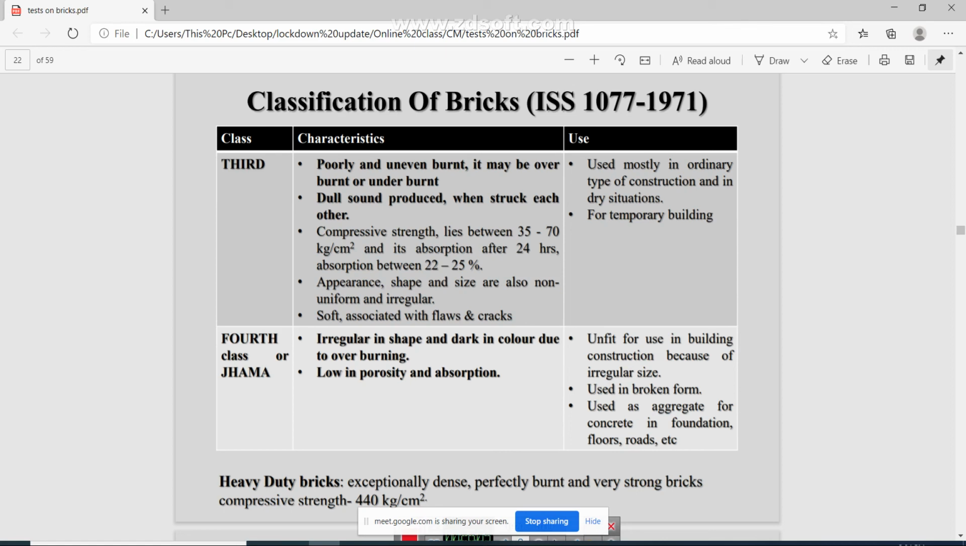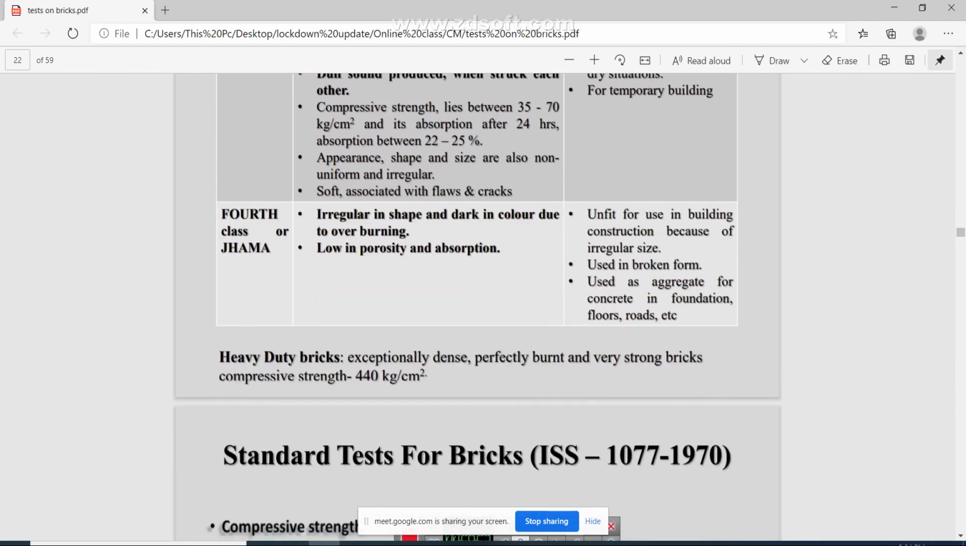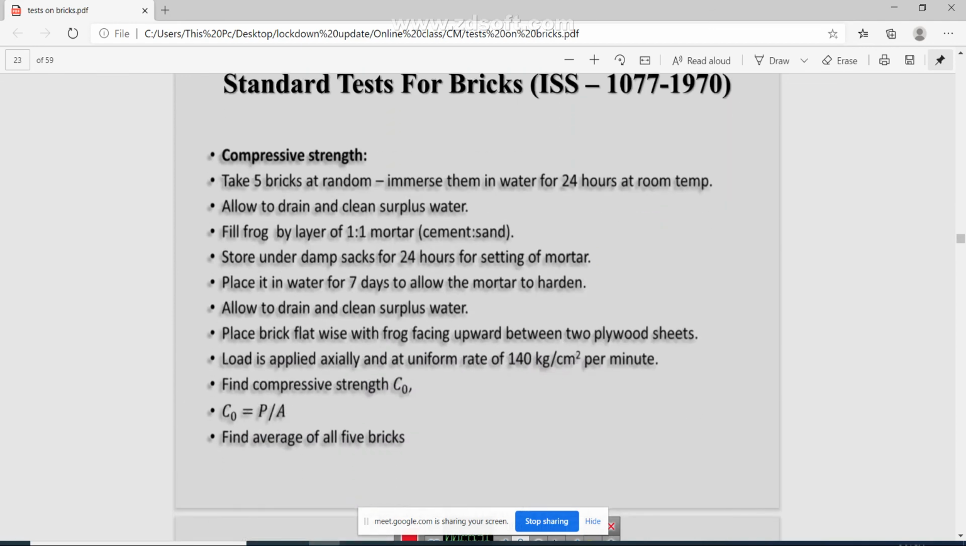Okay. So whenever we are discussing the subject of concrete, we have it in our third module. I think it's in the third module. So at that point, I'll tell you about the different kinds of aggregates. Normally, you will be using granite, but we have certain other kinds of aggregates also, natural aggregates. So broken brick is one kind of aggregate used in concreting. Okay. So in such cases, you will be going for Jama bricks or fourth class brick. Okay. Now there is the standard testing of bricks.